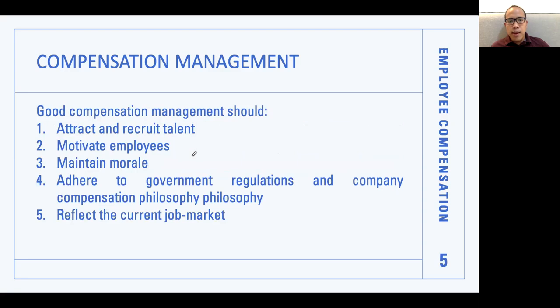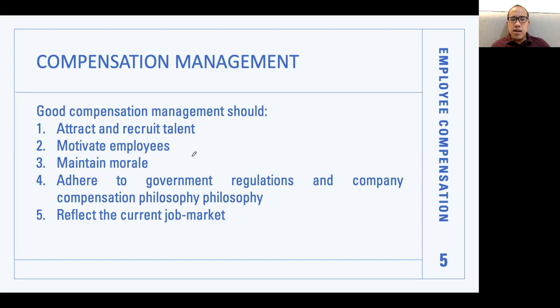So para malaman mo kung successful ba, wagi ba ang iyong compensation management, you should be able to attract and recruit talent. No? Ibig sabihin na i-engganyo yung mga tao, yung mga aplikante na mag-apply. You should be able to motivate employees. Ibig sabihin, masipag sila magtrabaho. Yan, na-achieve nila yung mga goals nila, na-submit nila yung kanilang deadlines on time. Yan, kasi motivated sila. Should be able to maintain morale. Yan, nakikita mo na nag-enjoy sila sa trabaho nila. Kasi they know they are well compensated for the work that they are doing.